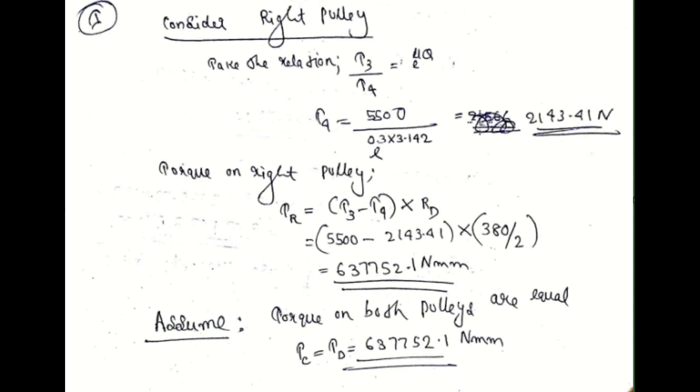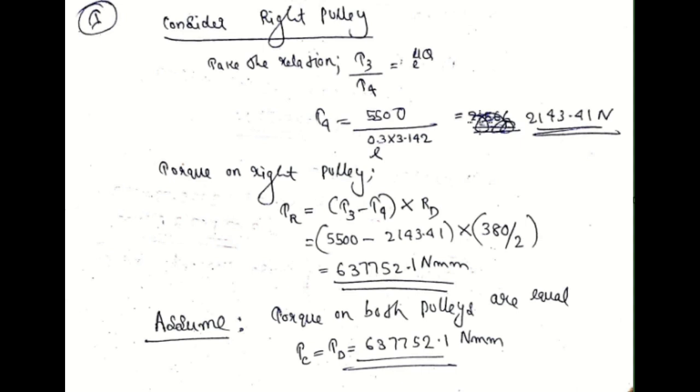Then we're taking the torque of the pulley alone. The torque on the right pulley will be due to the force difference, the tension difference of the two tensions, T3 and T4. One tension will be higher, on the tight side, and less on the slack side. There is a tension difference which causes a torque on the pulley itself.